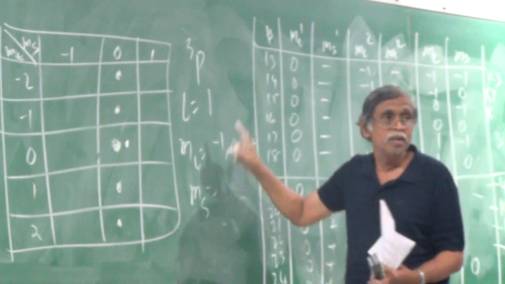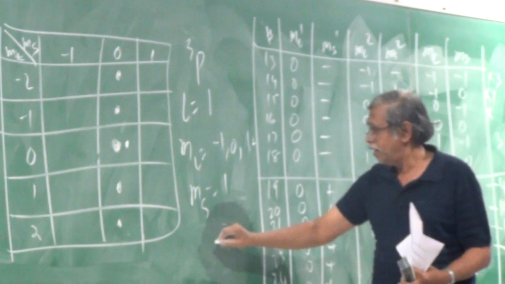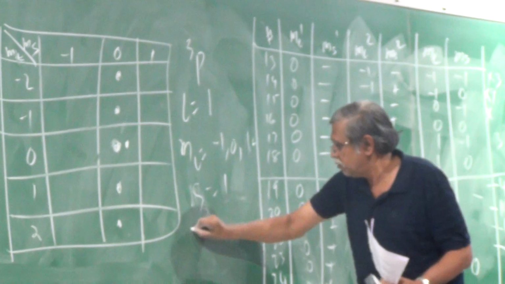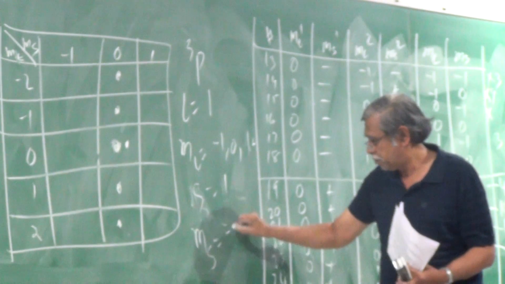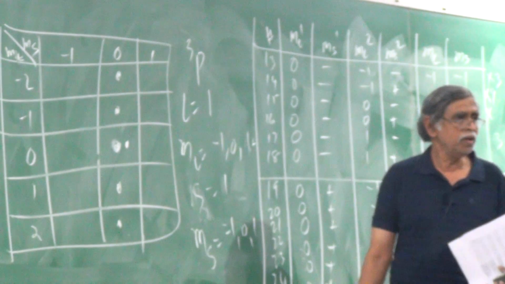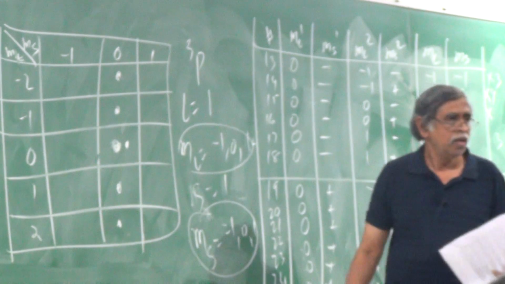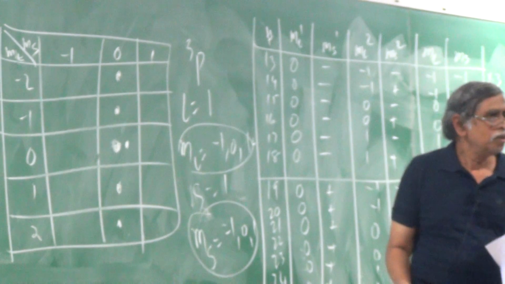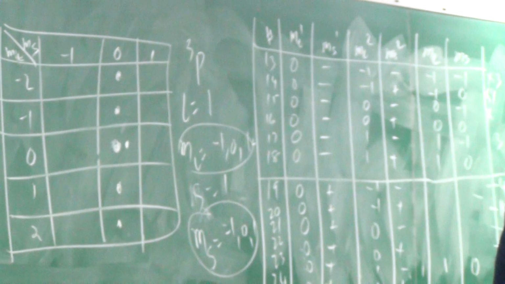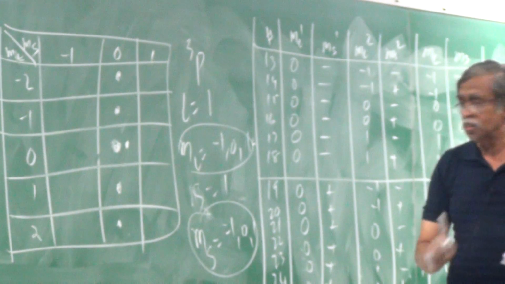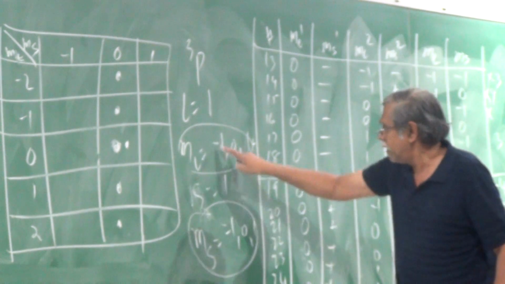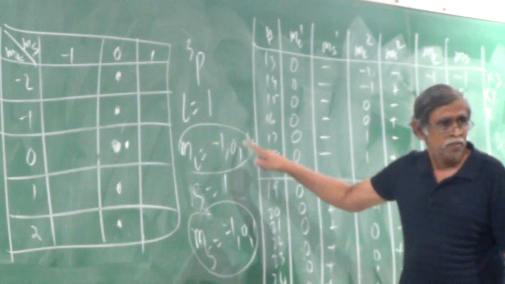What is MS going to be? 1. And sorry, S is 1. And then what is MS going to be? -1, 0 and 1. So if I did take this and this and put them in the dot diagram, how many possible combinations are there? 9 possible combinations. I can have -1, -1, -1, 0, -1, 1, all 0.